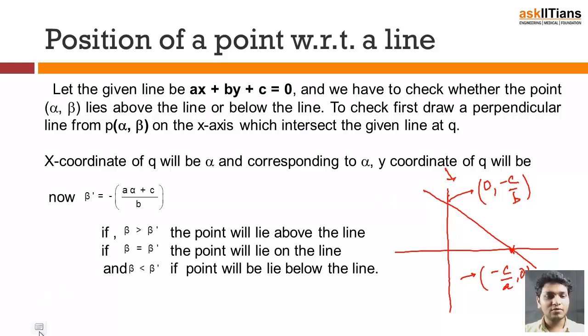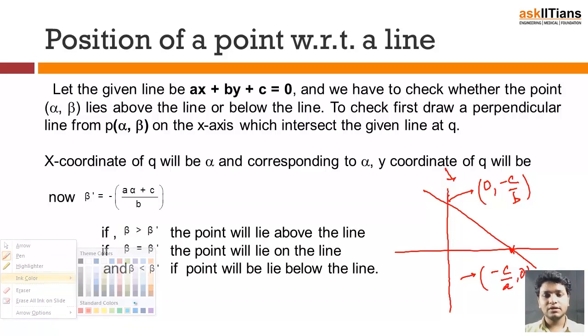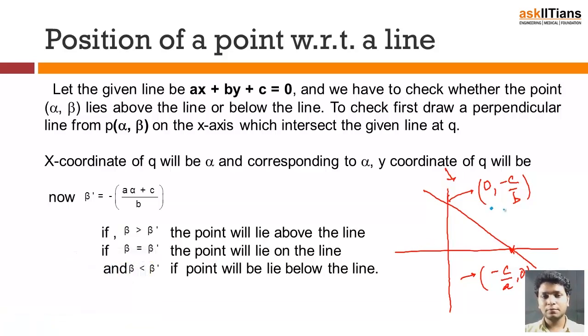Now we have a point alpha, beta whose position we have to check. So for that, we will take the point, suppose point P, alpha beta, is over here. We'll draw a line perpendicular on the x-axis, which will be a line whose equation will be nothing but x equal to alpha. As you can see, the value of x is always going to remain alpha on this line, and so the point at which this line is going to intersect the given line, the x coordinate will be alpha.